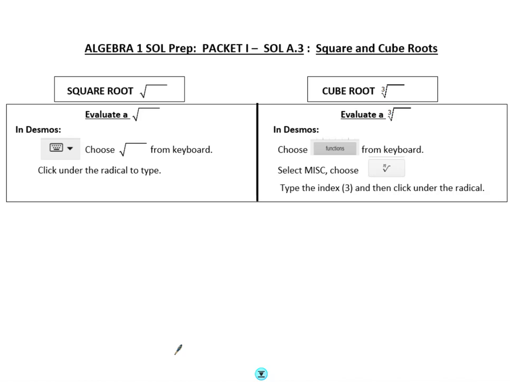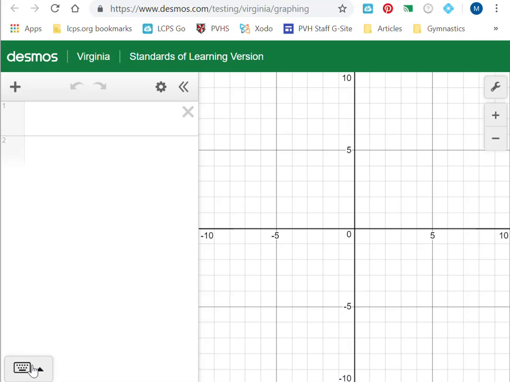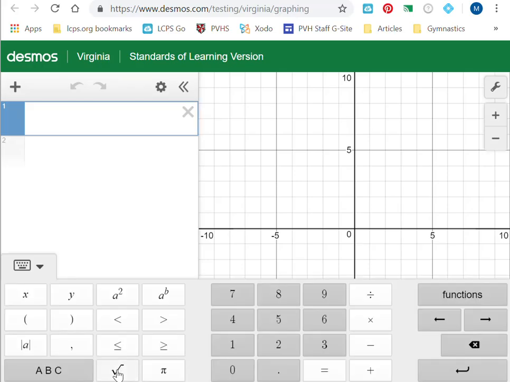In this video, we are going to talk about square and cube roots. So first, just a couple reminders. Here we have the symbol for square root. When you need to type a square root into Desmos, you're going to click the keyboard button and then the square root. So you click keyboard and then there's the square root button at the bottom.